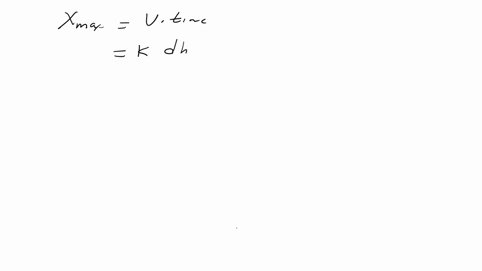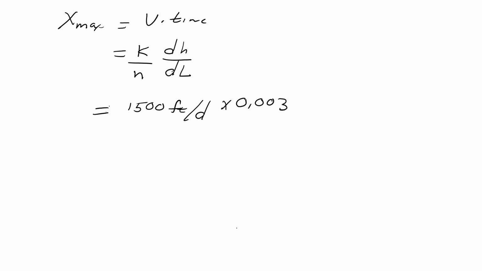K dh or dl over n equals 1,500 feet per day times 0.003 times time, over n, 0.1. I forgot to put times time here, sorry about that.